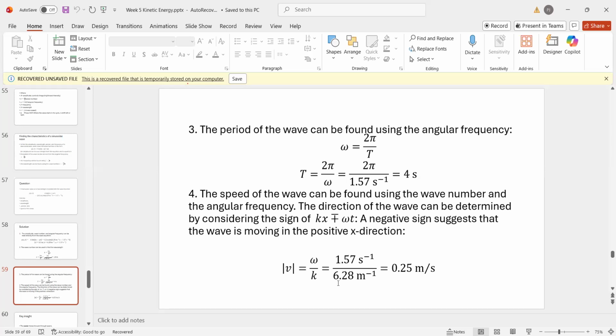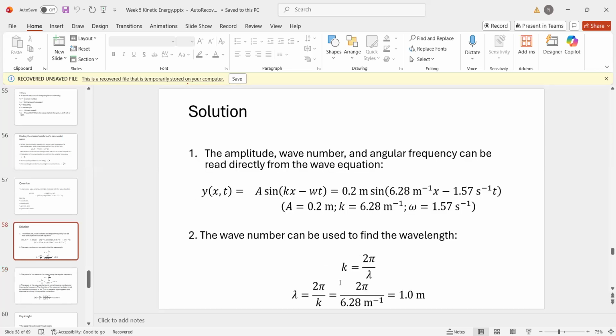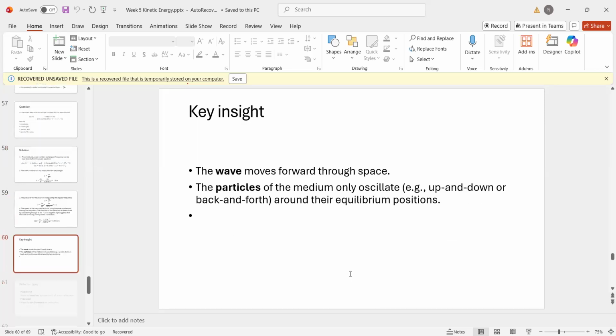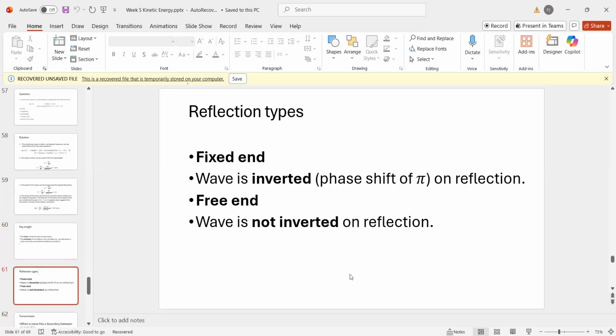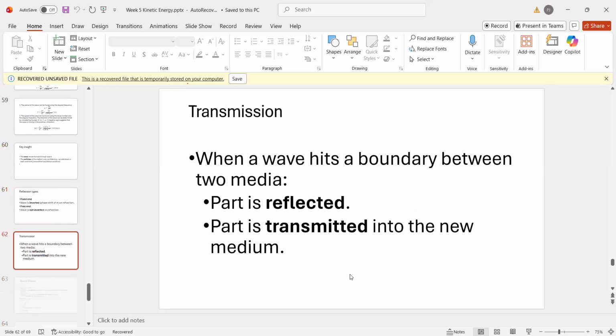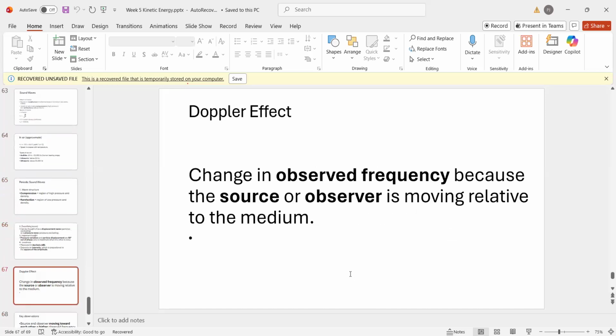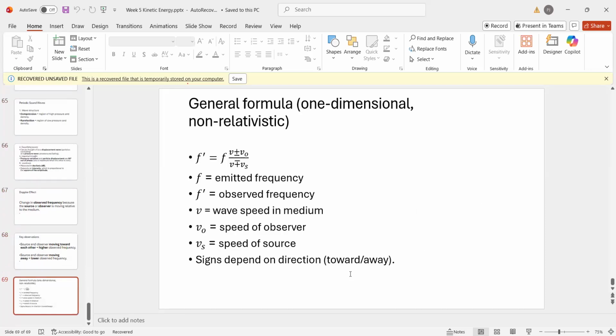So this wave equation, we compare with the general equation, and we are able to pick the values that you need to calculate. You are able to use the equation to get it done. Basically, this is what we can do for today. Let's take some time and go through the rest that I have.